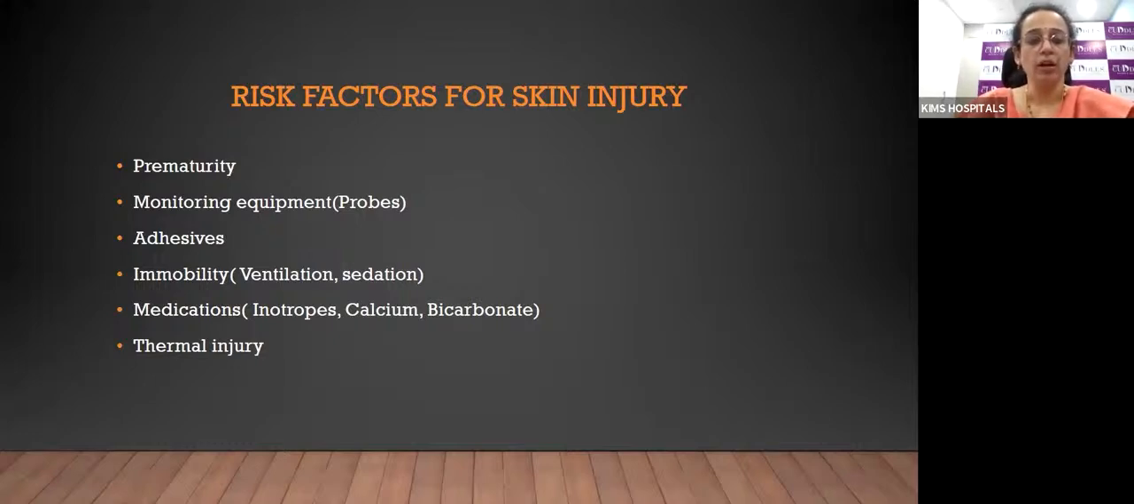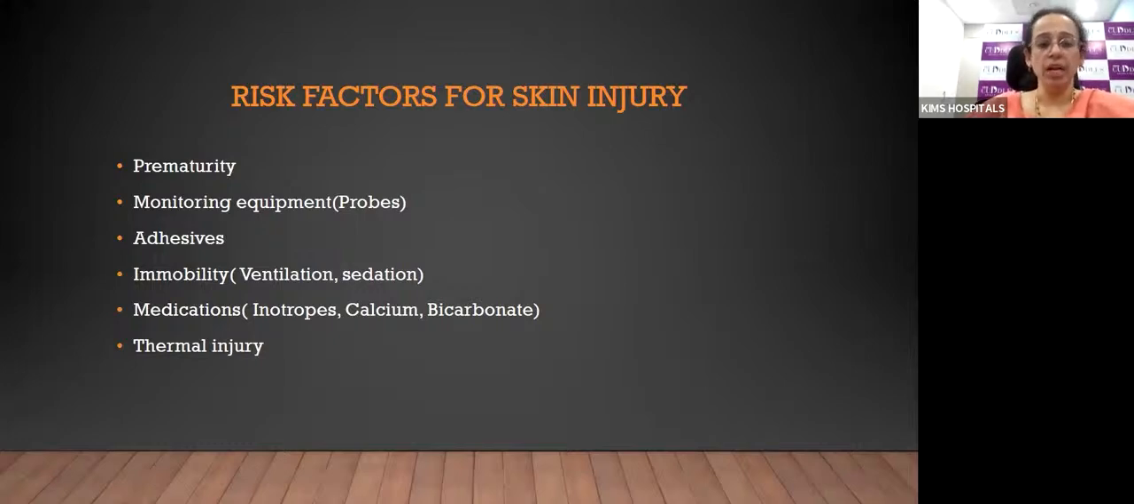Then the other risk factor is immobility of the baby, either due to mechanical ventilation or sedation, which also leads to ulceration in the dependent areas of the baby and formation of dependent edema and skin injury and damage. And the various respiratory supports like the application of the CPAP nasal interface can also cause nasal injury in premature babies, which can be avoided with frequent monitoring.